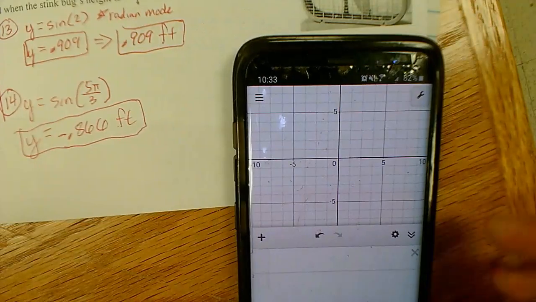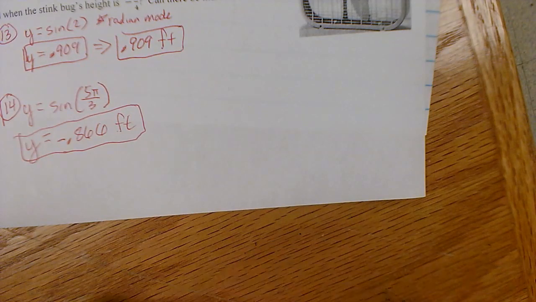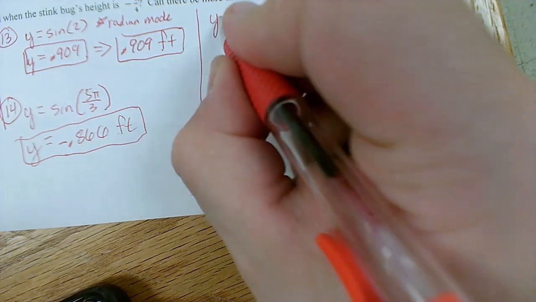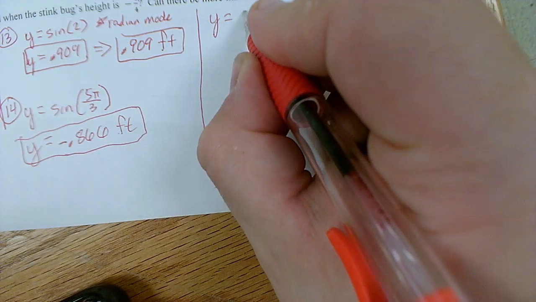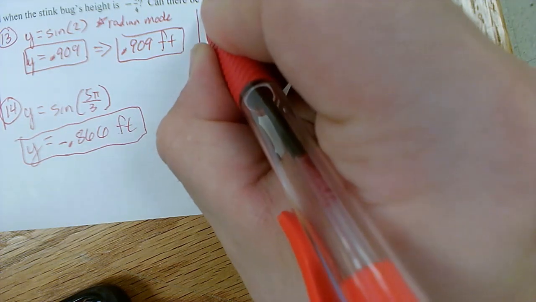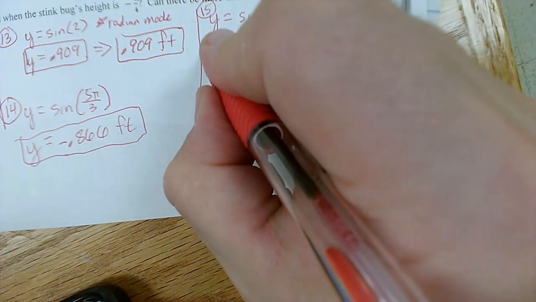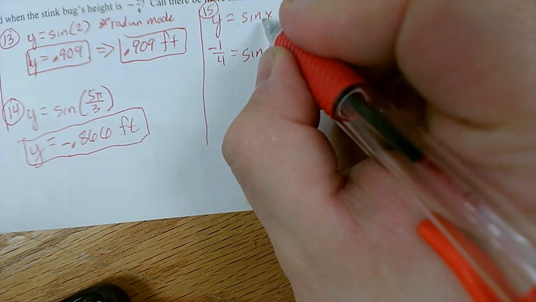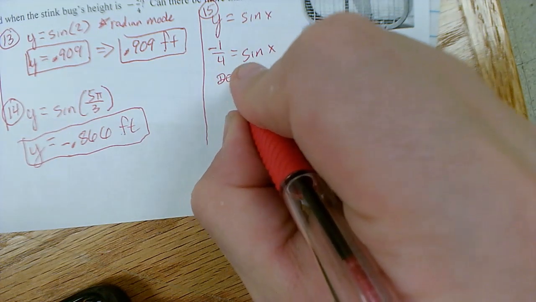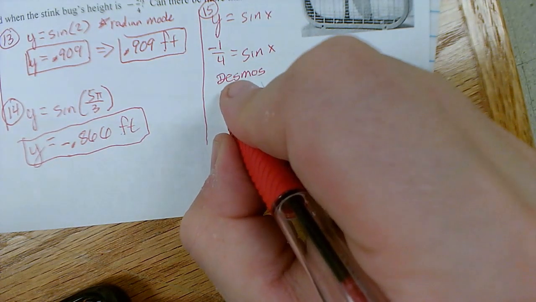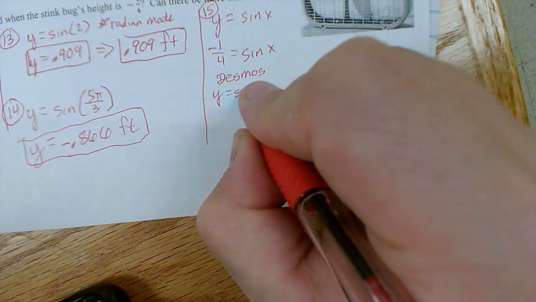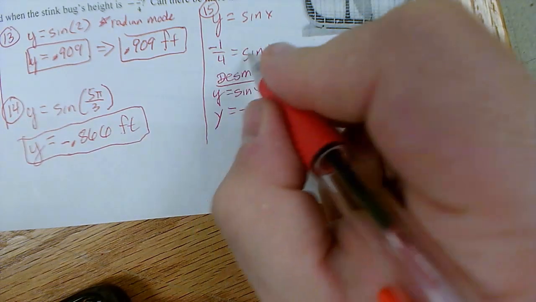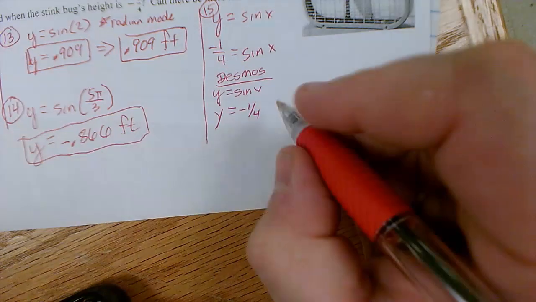The last question, 15. How much has the blade rotated when the stink bug's height is negative 1/4? So really what's going on here is y is equal to sine of x. And this is question number 15 we're talking about. So what's going on is the negative 1/4 is in place of the y, so you really need to find the angle. So the best thing to do is to figure out this answer. You're actually going to use Desmos and type in the original y equals sine of x. And now you're going to type in y equals negative 1/4. You want to see that y value and where they cross.